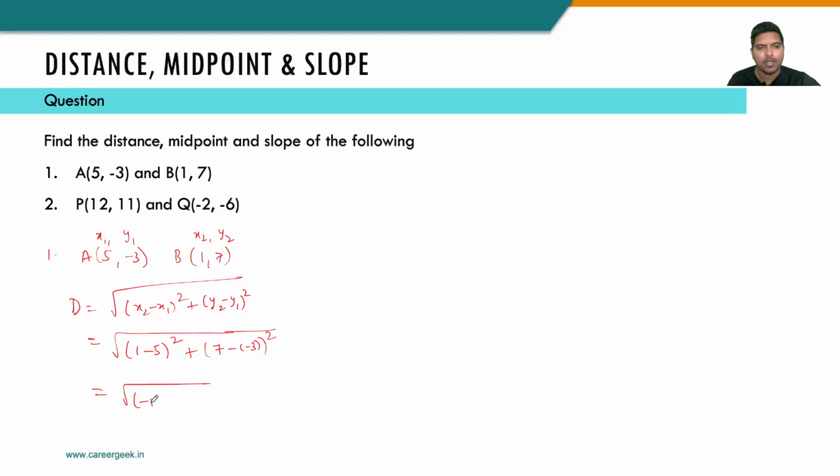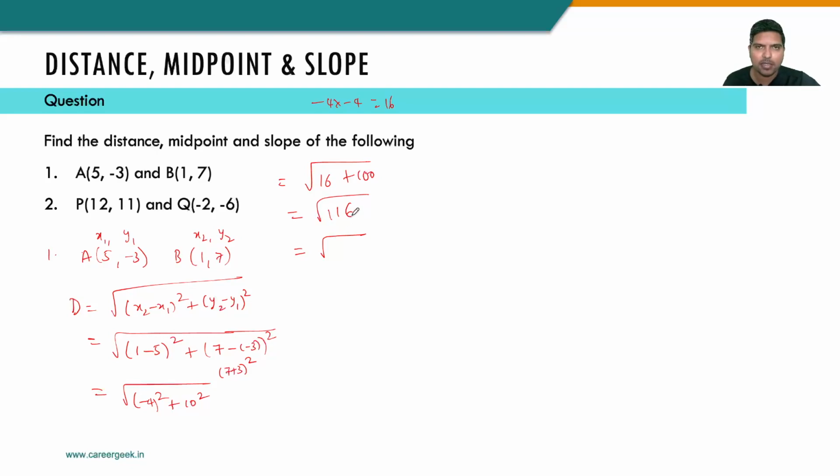So 1 minus 5 is negative 4, and here we'll need to always calculate the parentheses inside ones first. Negative of negative is positive. So this becomes 7 plus 3 whole square, right, which is 10 square. So if I calculate, I get negative 4 whole square is always positive. Negative 4 into negative 4 is positive 16. Plus 100, so 116. Can further simplify this.